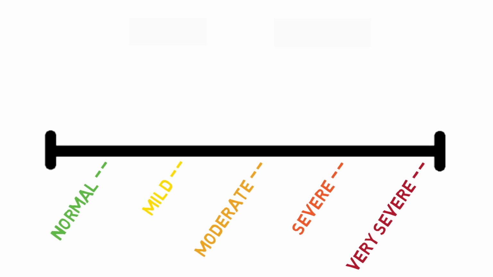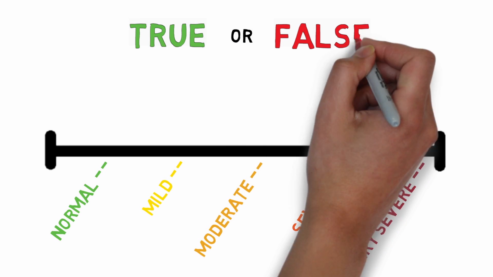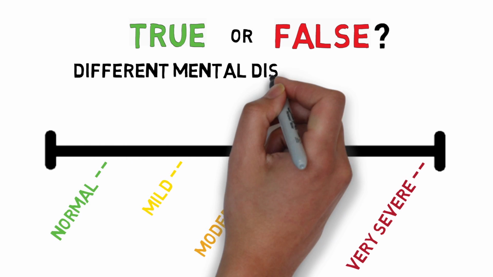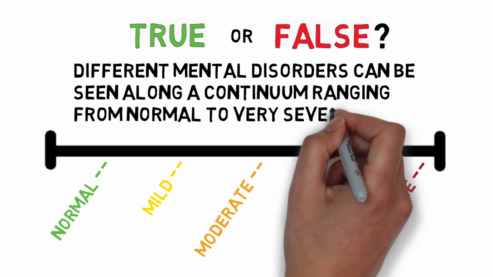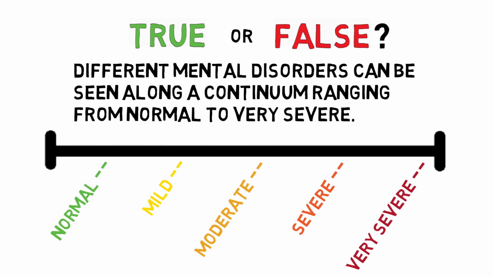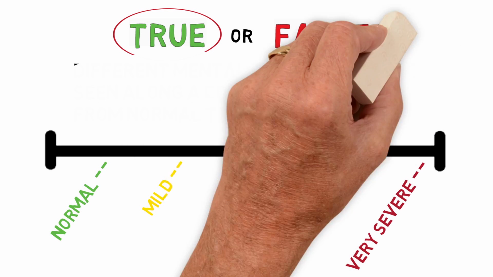Before we examine the next MindTap activity, let's tackle the following question. True or false? Different mental disorders can be seen along a continuum ranging from normal to very severe. If you selected true, then you are correct. Even better, this is exactly what the next MindTap activity strives to bring to light.